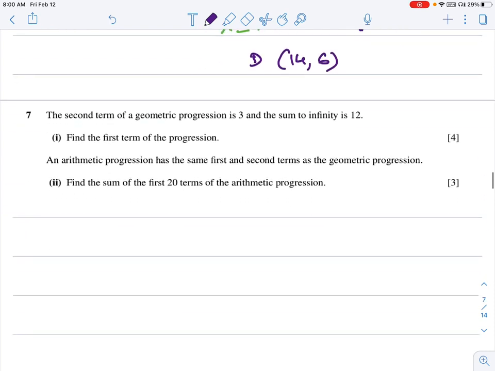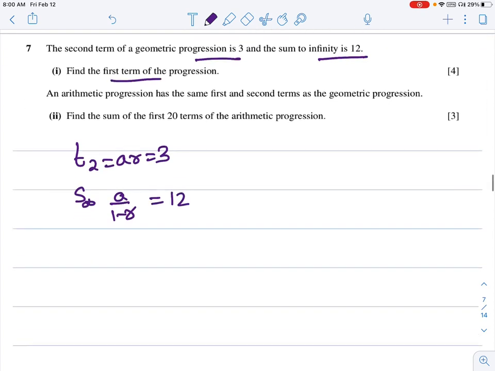Question number 7. The second term of a geometric progression is 3 and the sum to infinity is 12. Second term, so AR is equal to 3. Sum to infinity, A upon 1 minus R is equal to 12. Find the first term of the progression. So we have to find the first term. I don't want the R value. So what do I get from here?